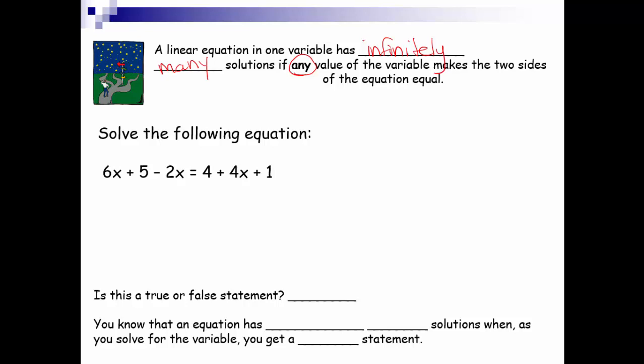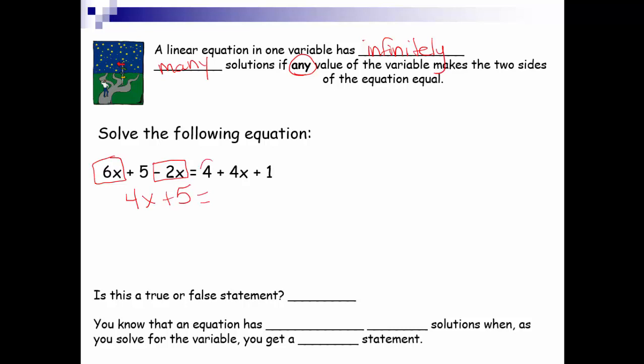So let's take a look at the left side of this equation. Let's combine our like terms first. So I'm left with a 6x here. Notice that it matches this negative 2x here, because they both have x's. So what is 6x minus 2x? It is 4x. And I still have my constant of a positive 5, so I'm just going to bring that down.